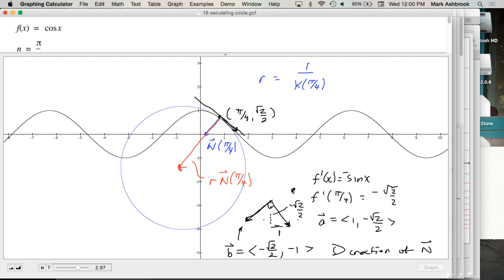But this is a helpful technique in R2 to get an orthogonal vector. You switch the components. Do you see how switching the components gives you a vector orthogonal to your original vector? But then you got to make sure your signs are right. In this case, both signs are negative. If I'm pointing down and to the right with my original vector, then both signs will be negative for this orthogonal vector. So switch the components and get the signs right.